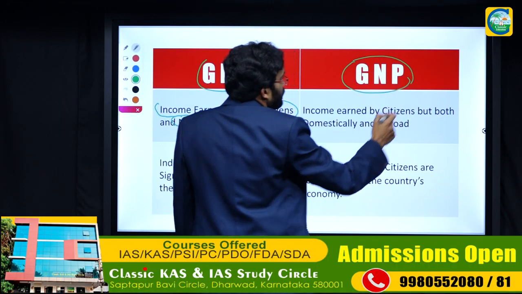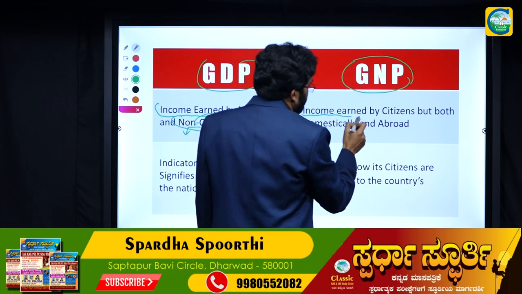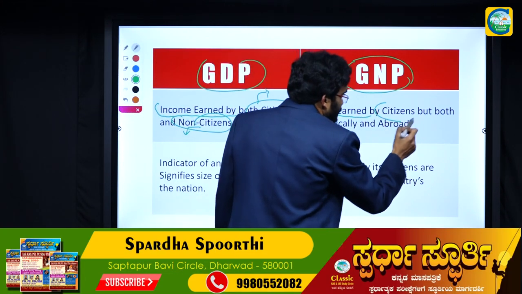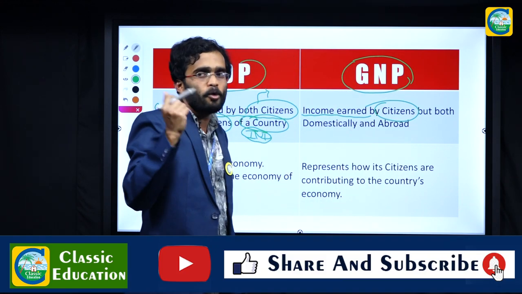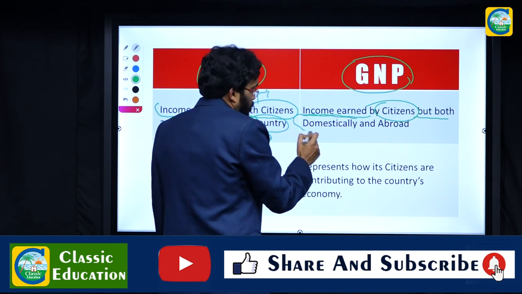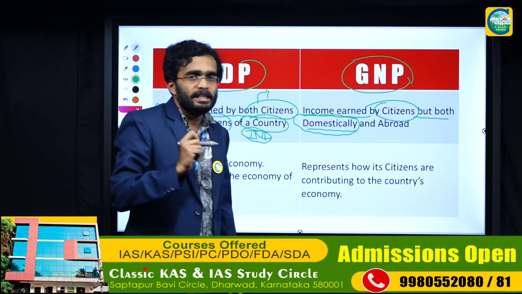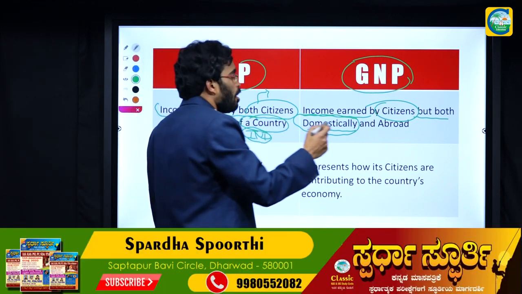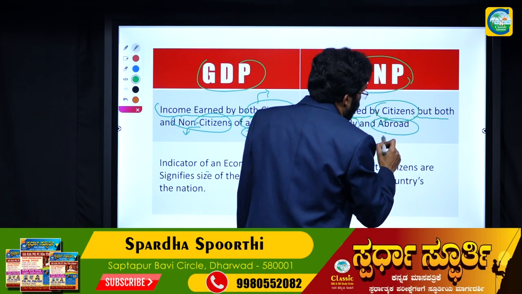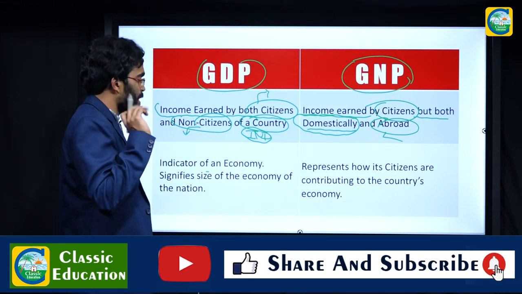Okay, let us come and discuss what is GNP. GNP is the income earned by citizens, only the citizens, only the nationals. But those nationals may be earning that income domestically, inside the geographic boundary of India, or abroad, in USA, UK, Japan, etc. So that is the first difference between GDP and GNP.